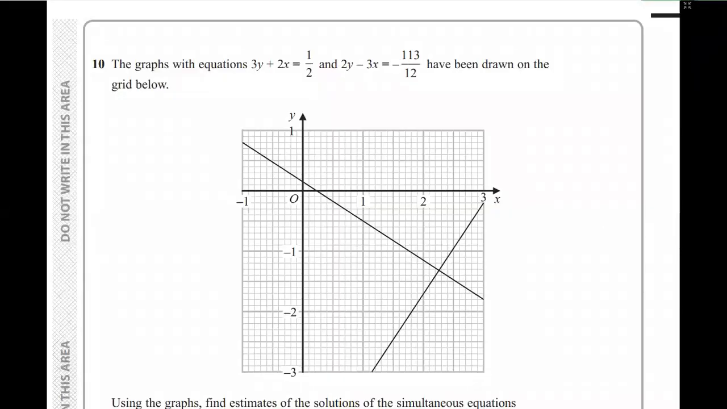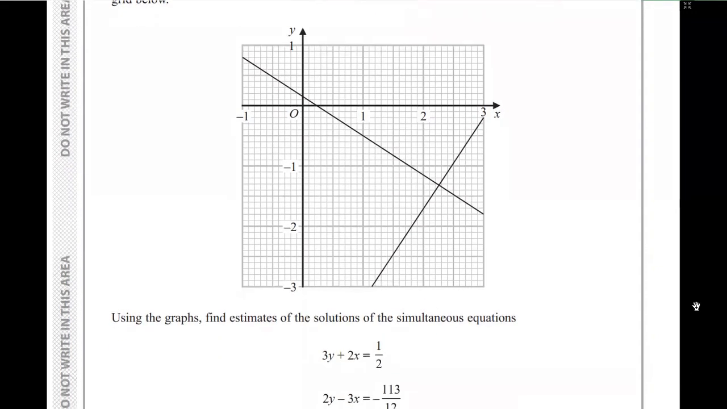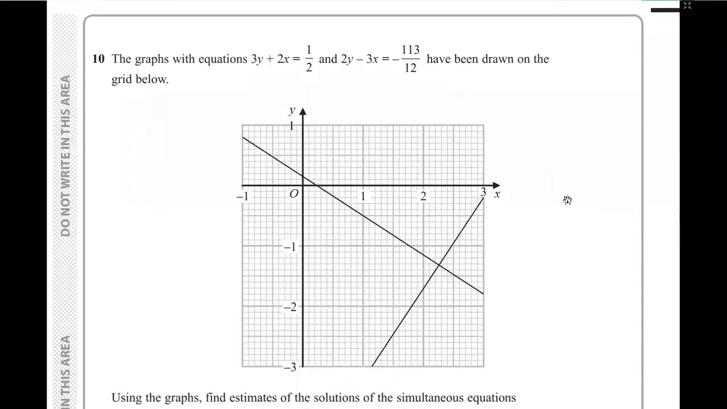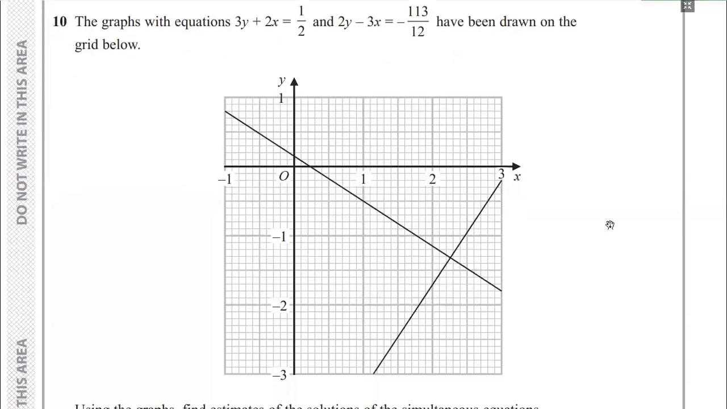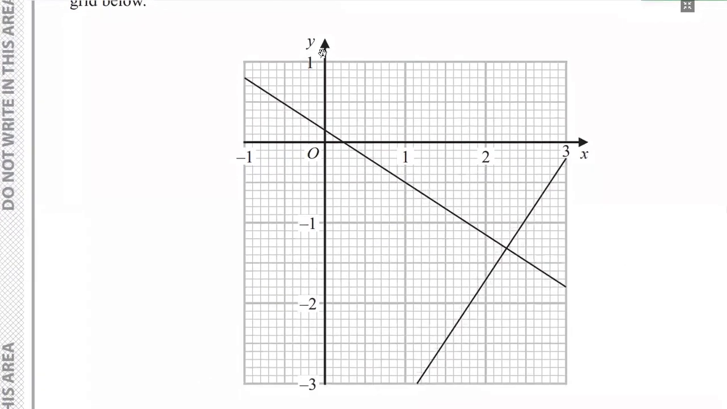Question number 10. The graphs with equations 3y plus 2x equals a half and 2y minus 3x equals minus 113 over 12 have been drawn on the grid below. Using the graph, find estimates of the solutions of the simultaneous equations. Right. What we need to do here is see where both of these lines intersect.